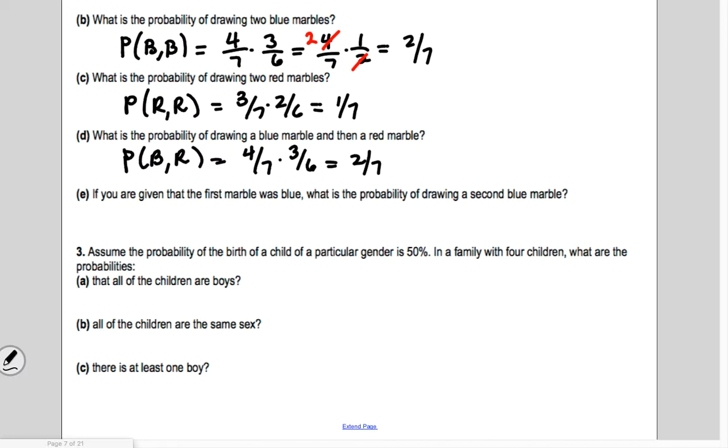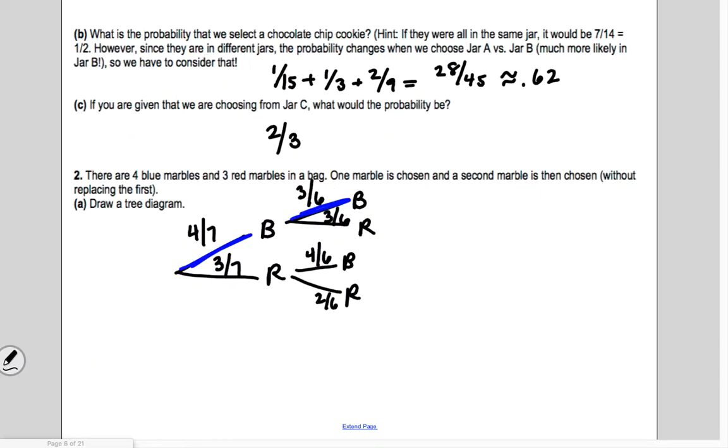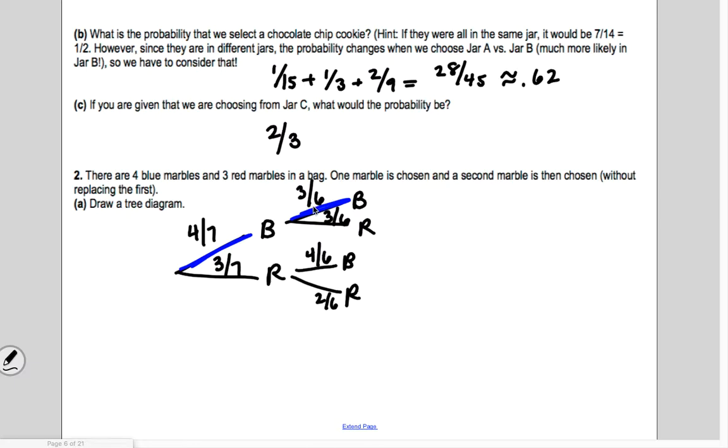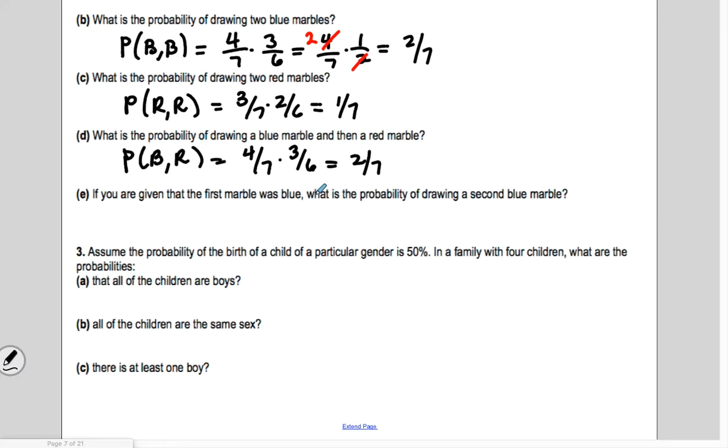Okay, here's the weird part. This is called conditional probability. It says if you're given, so if you're told that your first marble is blue, okay, so that means we're zooming into part of this Venn diagram. We're saying, oh, we know the first one's blue. So then what's the probability that the second one is, what did I say, red? What's the probability of drawing a second blue? 3/6, which is 1/2, right?